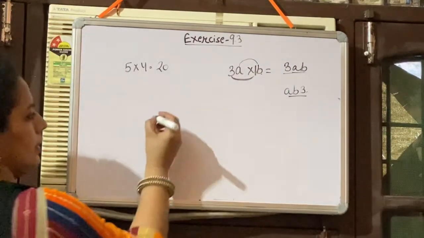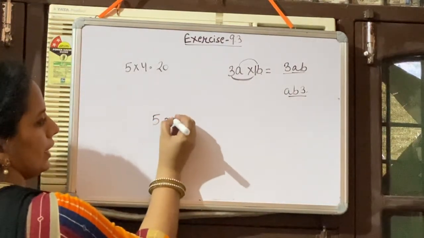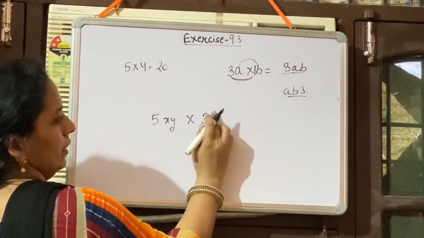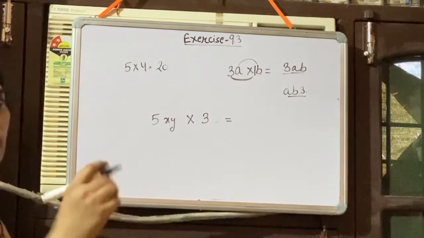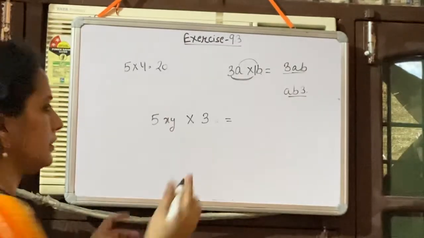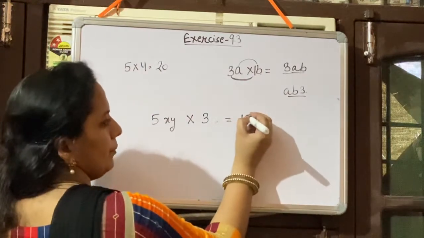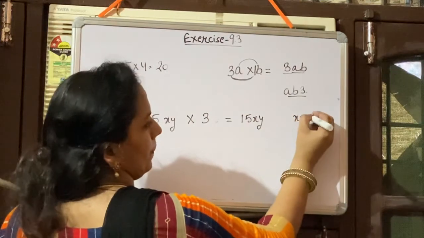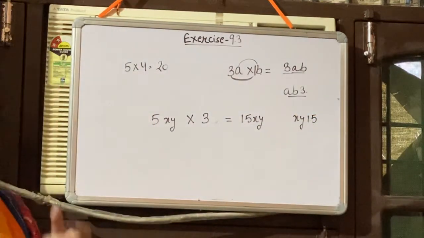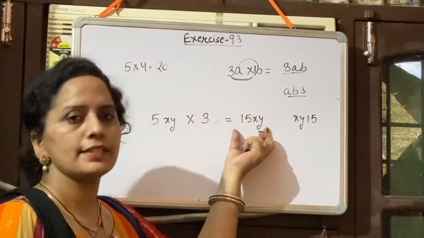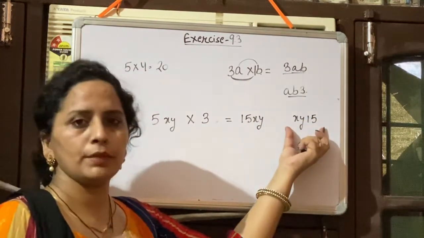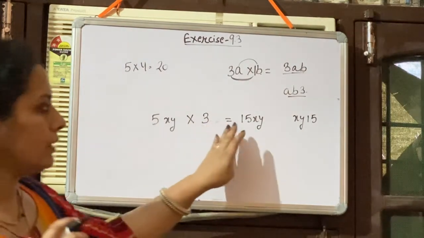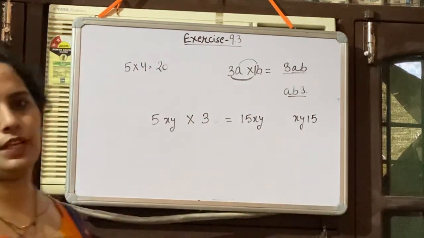For example, if we write 5xy multiply to 3, then after multiplying, what will we write? 5 times 3 is 15, so 15xy. We should write the final answer in this way, not in the other way. That means we should write the coefficient number in the first place, after that the variable.